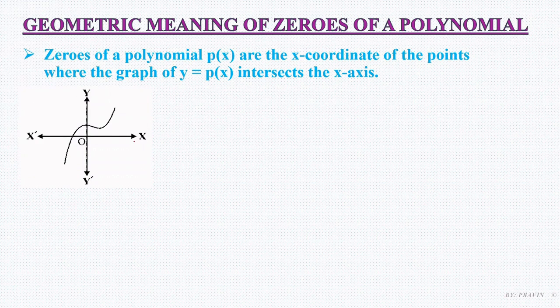Here this is a graph of, say, polynomial p(x). Then you can easily see that this is the point where the x-axis is being intersected by this graph, by this polynomial p(x). So the number of zeros is equal to 1. Why 1? Because the graph of the polynomial is intersecting the x-axis only at one point.